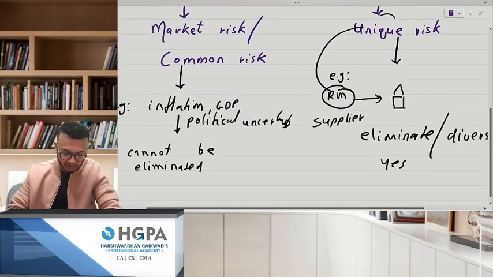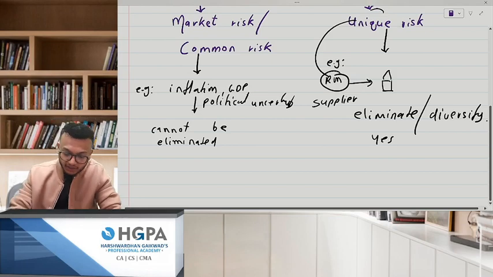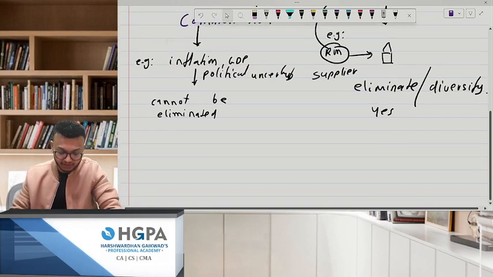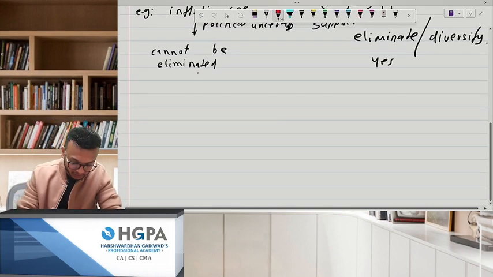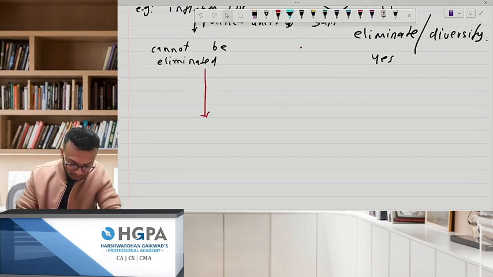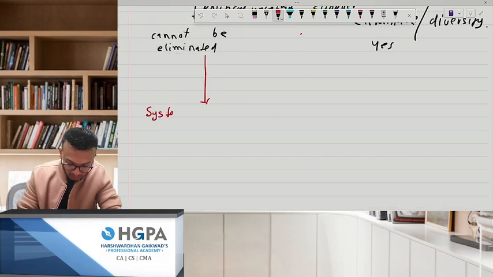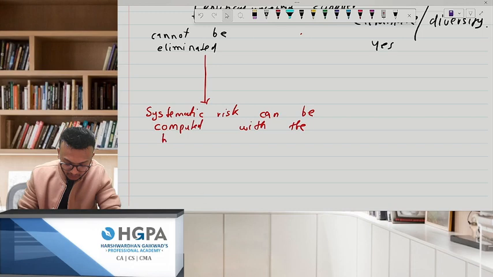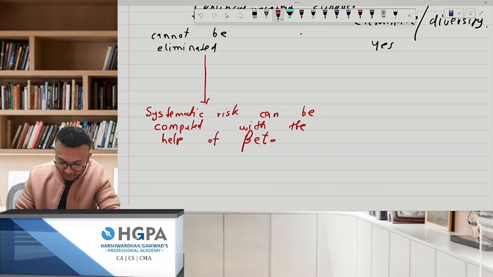Now you tell me one thing. In portfolio management, which risk do we need to compute? We need to compute systematic. Pay attention now. Now comes the most important part. Systematic risk can be computed with the help of something called beta.